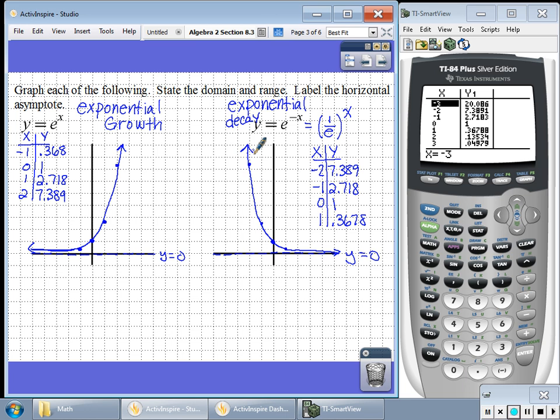Just like every other exponential growth and decay function, the domain for both of these is all real numbers. The range, just like all other exponential decay functions and growth functions, is y greater than 0. And then there is an asymptote here at y equals 0.